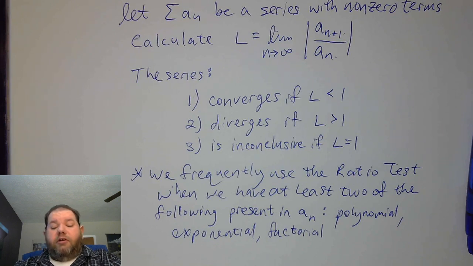But it turns out, for an alternating series, we can use the ratio test just as well. But if it's inconclusive, then we have to go back to the normal alternating series test. So that's the thing we have to watch out for.